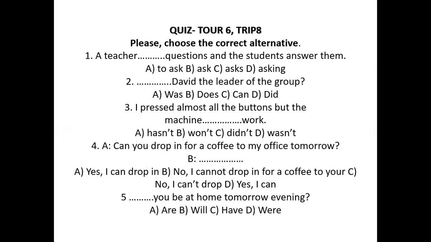So a teacher asks, not asking, asks. Next: blank David, the leader of the group. Does requires an action. But being a leader is about description of a person. We cannot use can; can requires an action verb. Did also requires an action verb. So we need one of the to be variations. For example, we can also use is: Is David the leader of the group this year? But now there isn't is, so was: Was David the leader of the group last year, for example?